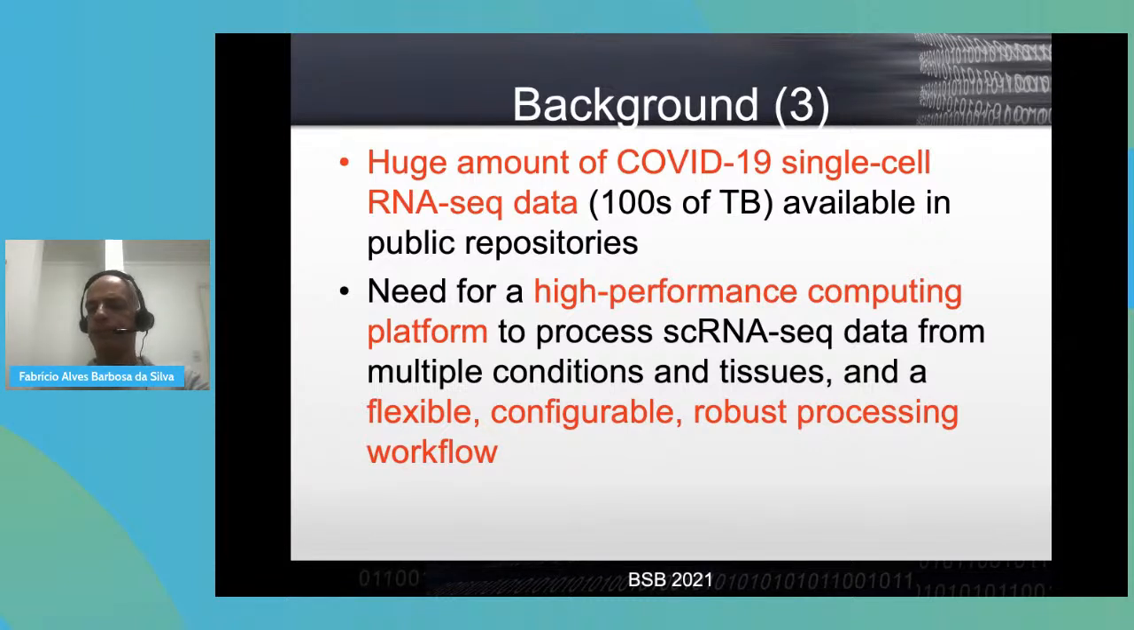Since we have a lot of single-cell RNA-seq data available, we decided to use this data to investigate the biological question related to the immune system. But for that, we do need a high-performance computing platform to process all this huge amount of single-cell RNA-seq data available from multiple conditions and tissues, and of course, a flexible, configurable, robust processing workflow. This workflow is CellHeap.